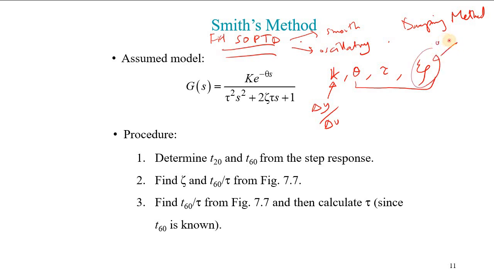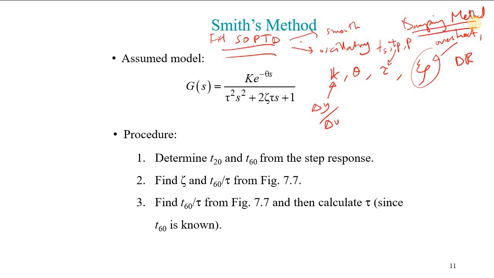So this is found by the overshoot or the decay ratio, all right? And this is found by knowing the settling time or the peak time, the time for the first peak, or the period, okay? And theta is just by looking at the figure or the data, you can know theta. Now, this is if we are talking about the damping method.